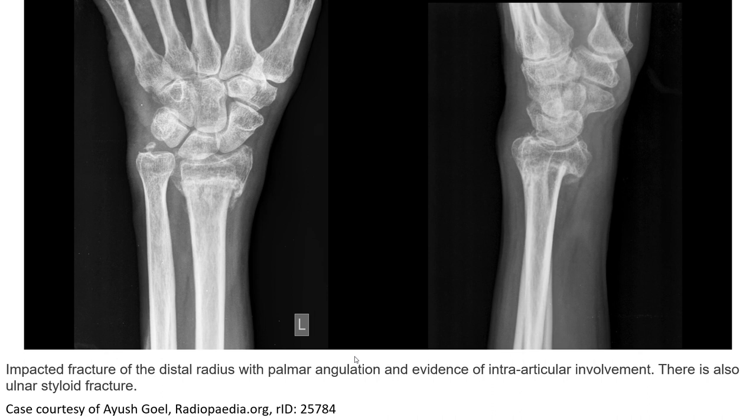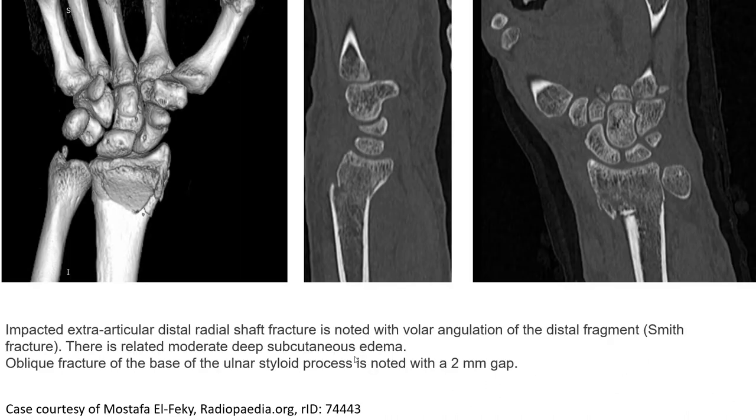Impacted fracture of the distal radius with palmar angulation and evident intra-articular involvement. There is also an ulnar styloid fracture. An extra-articular distal radius fracture is noted with volar angulation of the distal fracture fragment. There is related moderate deep subcutaneous edema. An oblique fracture of the base of the ulnar styloid process is noted with a 2 mm gap.